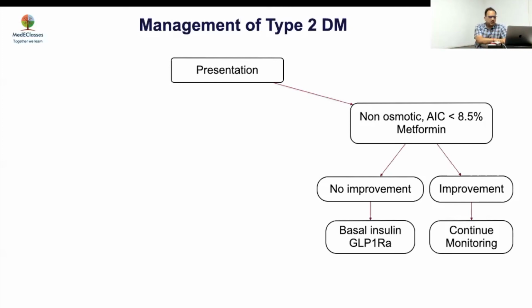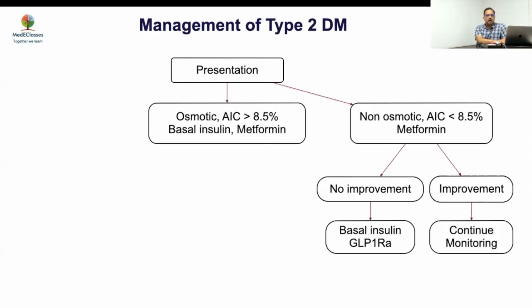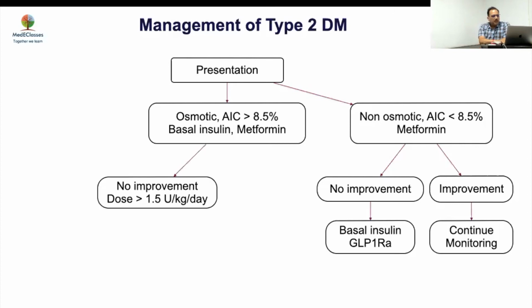Now, if the presentation is initially with osmotic symptoms, like your case, with HbA1c more than 8.5%, you'll start basal insulin and metformin. And as you said, you increase metformin and gradually go forward. If there is no improvement beyond 1.5 unit per kg per day, what will you do? We can increase the dose beyond 1.5 also, but we can also add basal bolus insulin. You have to add bolus insulin because basal is not going to work beyond 1.5. When you talk about 1.5, what does it mean? At 60 kg, you're giving 90 units of Lantus. So you can't keep on giving much higher doses. So you have to come out, and 1.5 is actually a higher figure coming from recommendations.